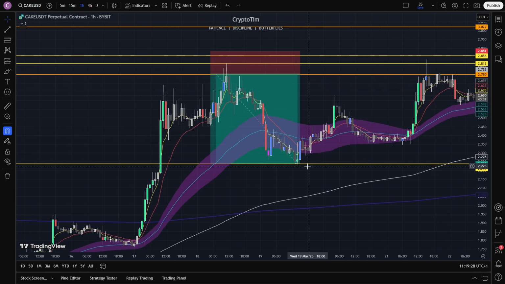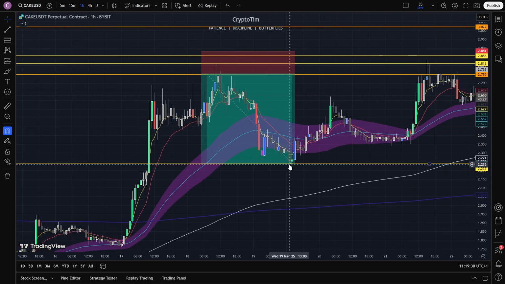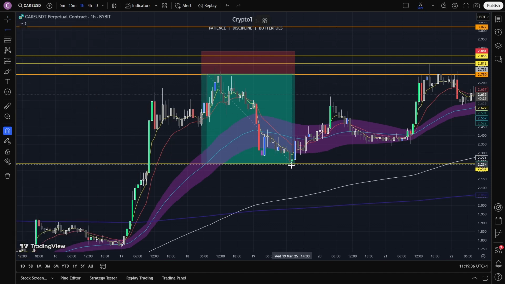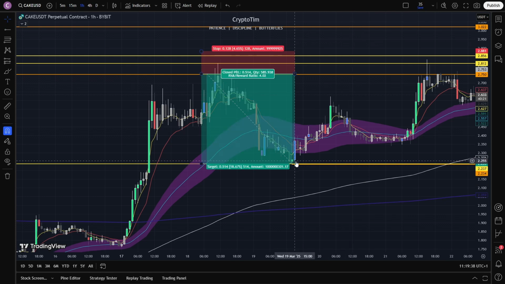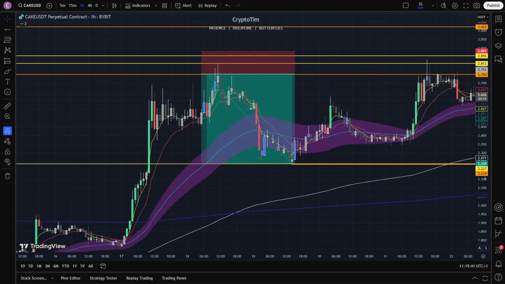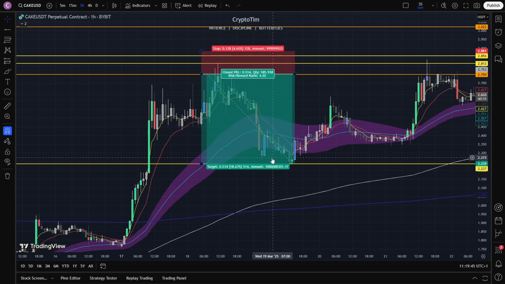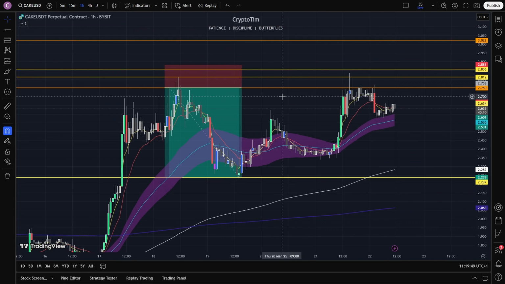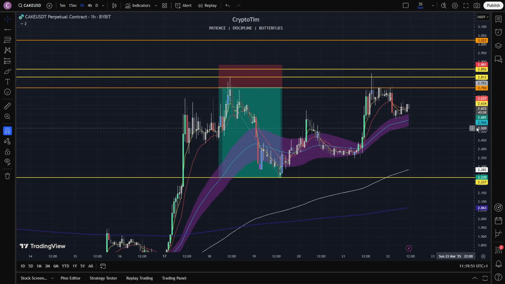TP wise, we can see our TP pretty much got hit perfectly right here. I think it's even to the pip. Let's check. They went 5 pips lower than the TP, which is great. So it hit the TP and kind of also reversed from there.